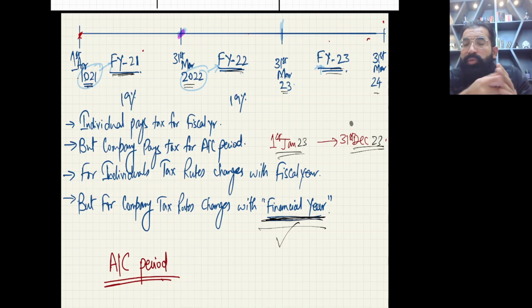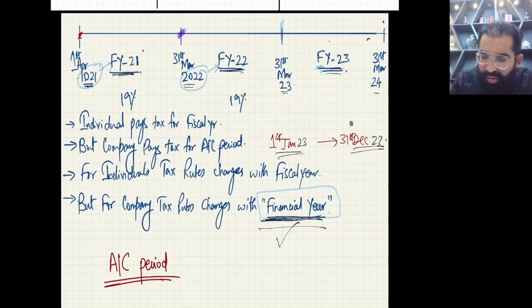Now third line. For individuals tax rules, the new rules comes with every fiscal year. As the fiscal year changes, new tax rate, new rules comes. Okay. But for companies, tax rules changes with financial year. This is the new terminology which is called financial year. This I have to teach you.